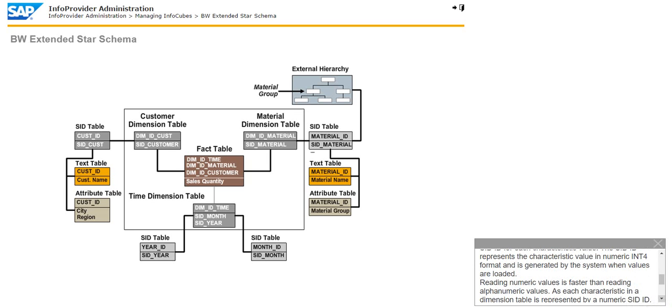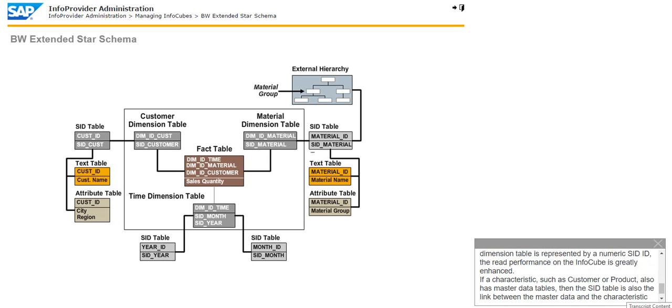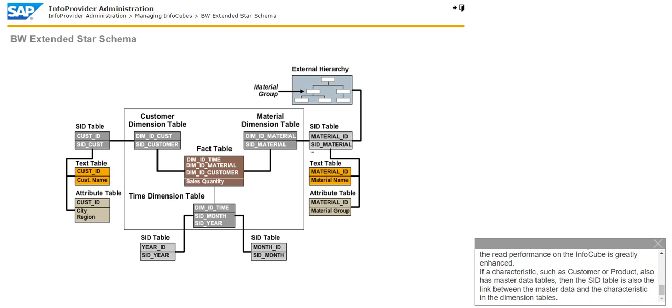As each characteristic in a dimension table is represented by a numeric SID ID, the read performance on the InfoCube is greatly enhanced. If a characteristic, such as customer or product, also has master data tables, then the SID table is also the link between the master data and the characteristic in the dimension tables.